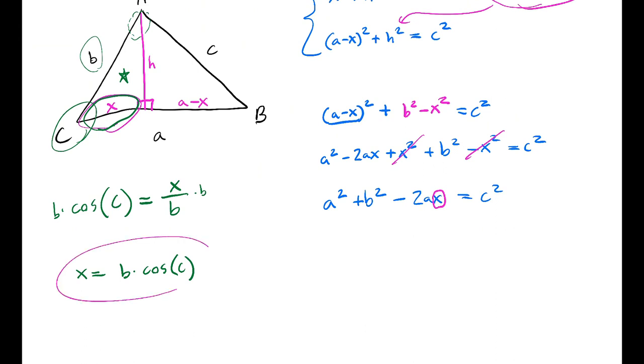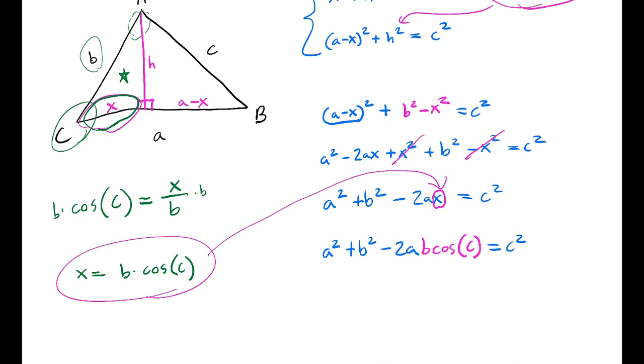I'm going to take this and use it to substitute in here for x. And so what I get is a squared plus b squared minus 2a, and then instead of x, I'm going to put b cosine of C there, and that's all equal to c squared. And sure enough, we just arrived at the law of cosines. So that's the Pythagorean theorem with that extra little correction value.